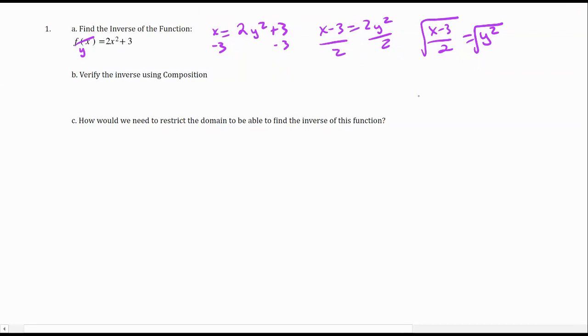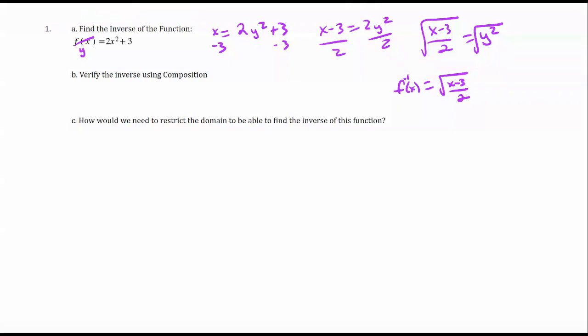So y is equal to the square root of x minus 3 over 2. Or if I wanted to be nice and fancy, which I do, I got f of x inverse, or f to the negative 1 of x, is equal to the square root of x minus 3 over 2.